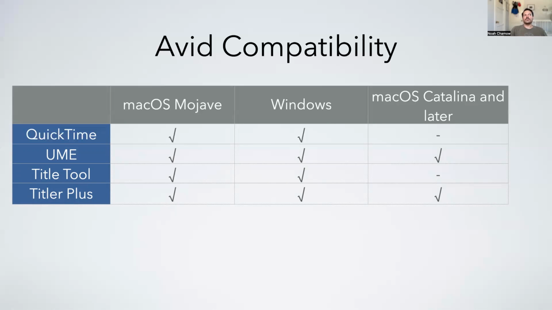So this is the point that we're at now, where Windows can do pretty much everything, but macOS is limited in that it doesn't support the QuickTime framework or the Title Tool. Arguably, we should be moving on from the QuickTime framework anyway. And Title Tool has a replacement, Titler Plus, which is a bit of a can of worms in itself.